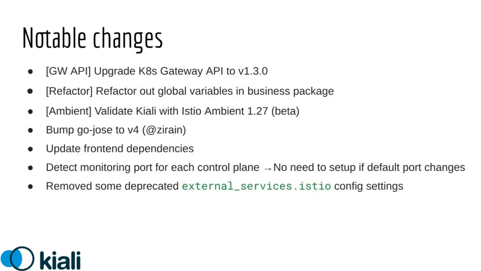So let's go to other notable changes related to Gateway API. There was an upgrade to version 1.3.0. There's been some refactoring done to remove some global variables in the business package. We've been validating Kiali with Istio Ambient in Istio 1.27, but in the beta version. This week, a release candidate for 1.27 was published, but the official release probably will be published next week. But we wanted to make sure everything is working, at least for this beta version.